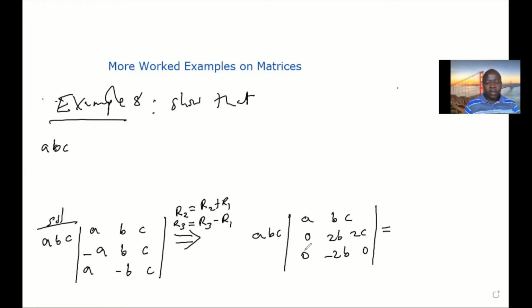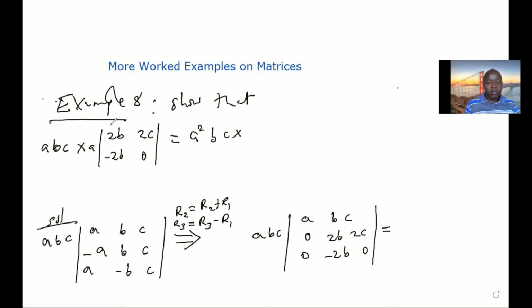And I want to beat along this diagonal. So that will be times A, times the determinant of the matrix that remains when you delete the row of A and the column of A. When you delete the row of A and the column of A, what you get here is 2B, 2C, negative 2B, and 0. So let me just multiply this. I have A square BC multiplied by the determinant of this matrix, which is negative 2.